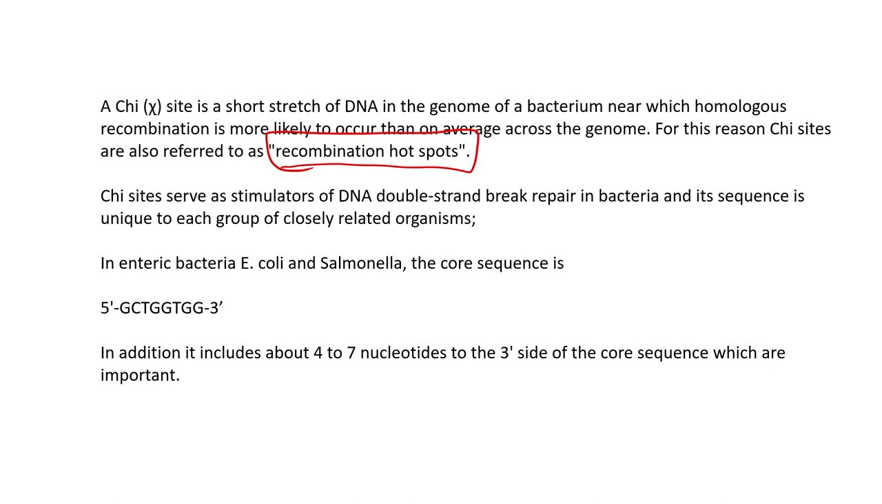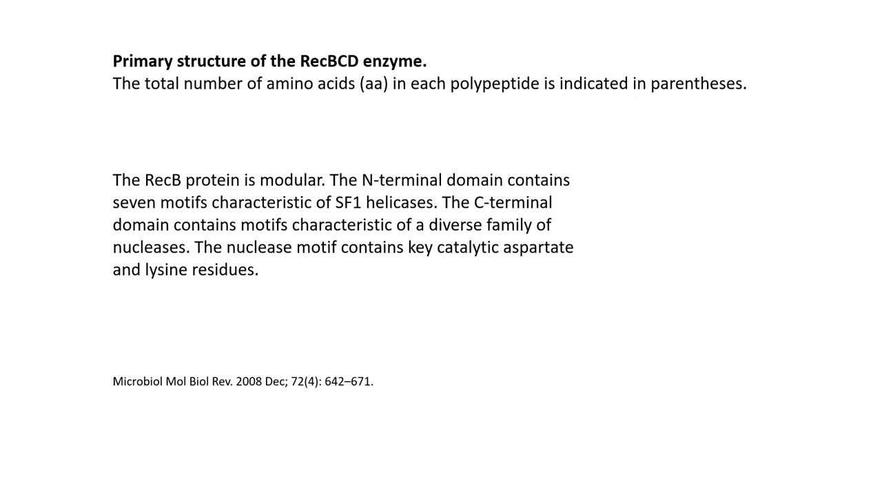Chi sites serve as stimulators of DNA double-strand break repair in bacteria, and their sequence is unique to each group of closely related organisms. In enteric bacteria like E. coli and Salmonella, the core sequence, for example, is 5' GCTGGTGG. In addition, it includes about 4 to 7 nucleotides to the 3' side of the core sequence, which play an important role.